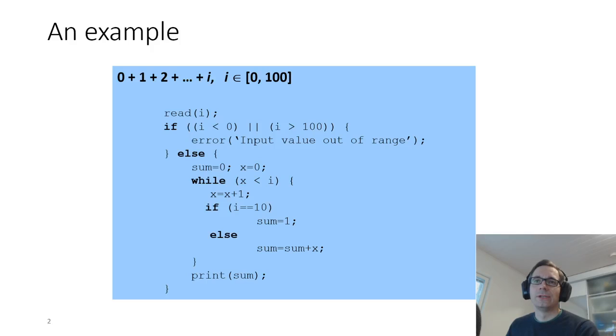Consider the program that you see on the screen. According to the definition, it will read in an integer value that is between 0 and 100. It will use this value to compute the sum of integers smaller than the value itself. For example, if the integer value is 1, it will compute the sum of 1 plus 0. If the integer value is 2, it will compute the sum of 1 plus 2, and if the integer value is 3, it will compute the sum 1 plus 2 plus 3, and so on.